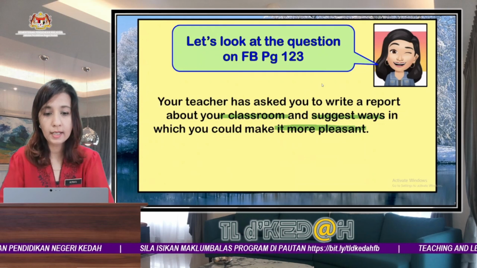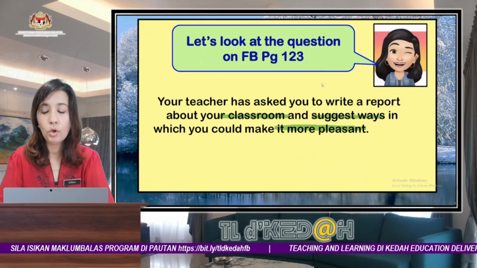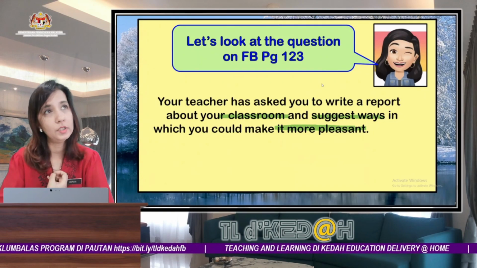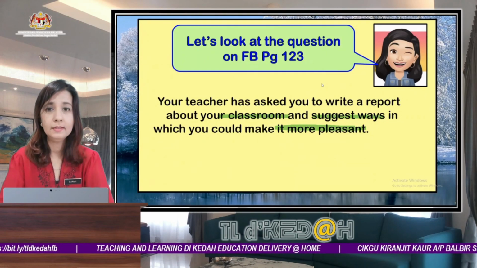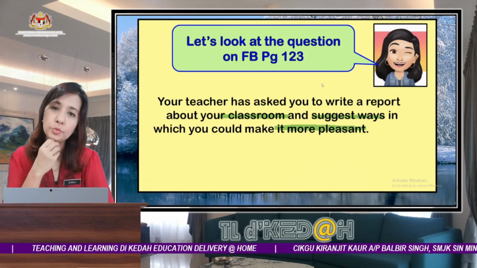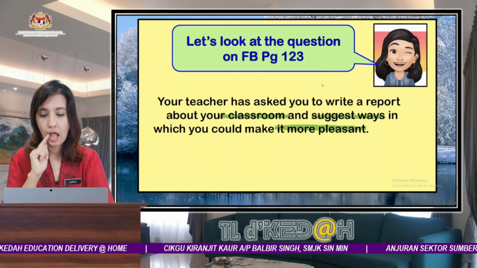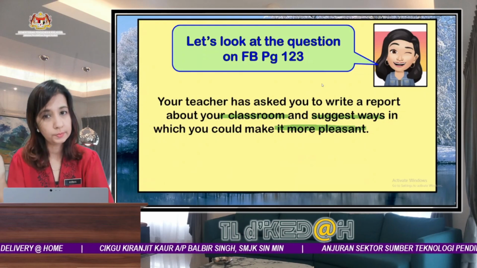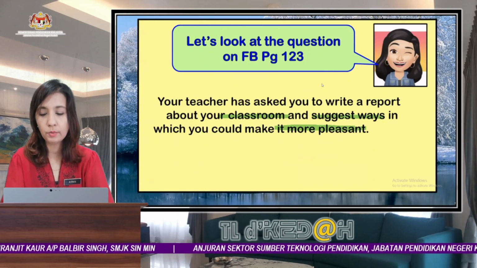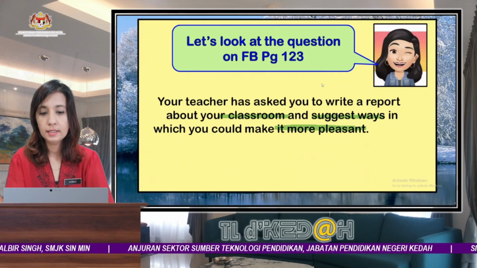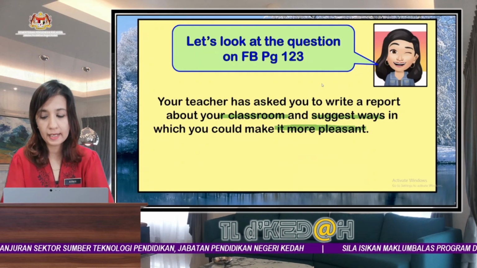Okay, let's look back at this one about your classroom and suggest ways in which you could make it more pleasant. More pleasant means more beautiful, or more nice, or more comfortable. Okay, your classroom. How would you want to make your classroom more comfortable? So you're going to write a report here. So the report is supposed to be written to whom? Yeah, your class teacher. Very good. And what is it supposed to be about? It's about your classroom and ways that you can make your classroom better, more pleasant.